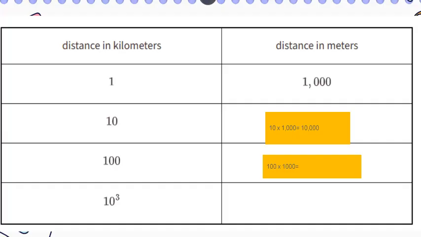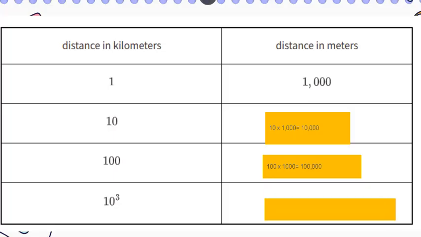Another way that you can do this is you could just say 1 times 1. Of course, that is 1. And then count up your total amount of zeros. 1, 2, 3, 4, 5. So make sure that your answer has 5 zeros. That gives us an answer of 100,000 meters are in 100 kilometers. Next one.